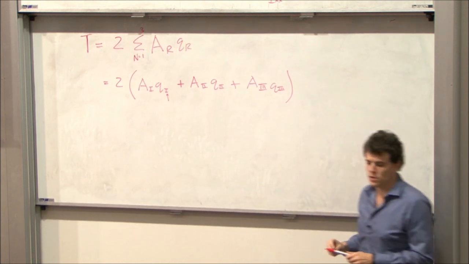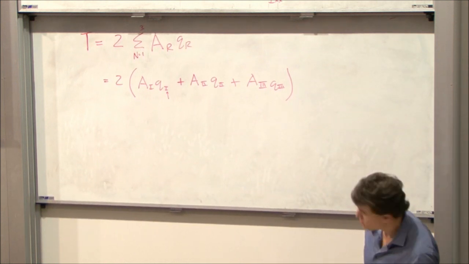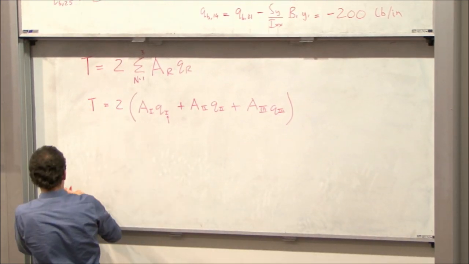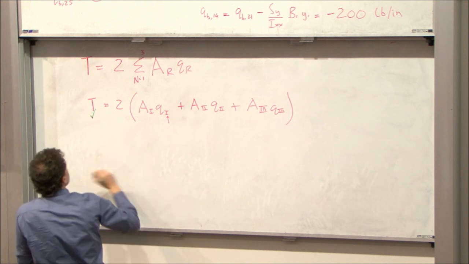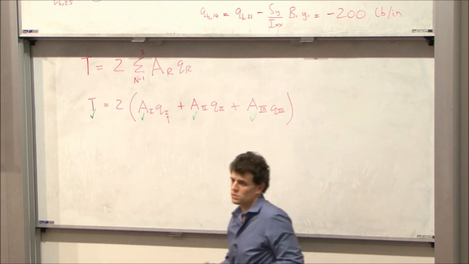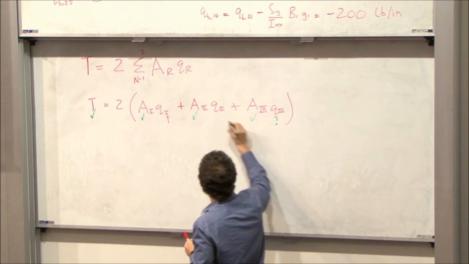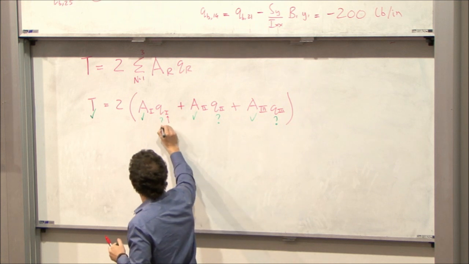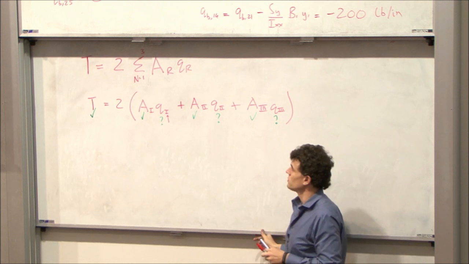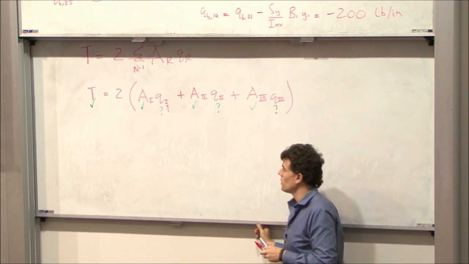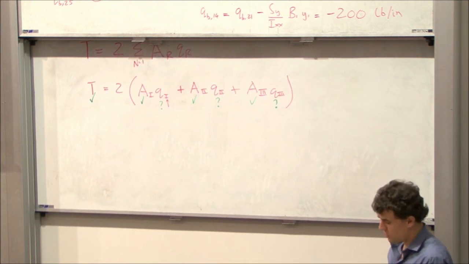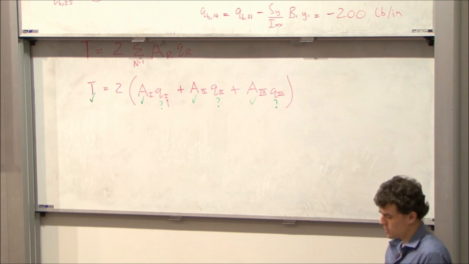So what in this equation do we know and what don't we know? We know this, we know this, we know this, and we know this. So we've got three unknown shear flows. So we need at least two more equations, and it turns out we need three more equations to solve for those unknown shear flows.